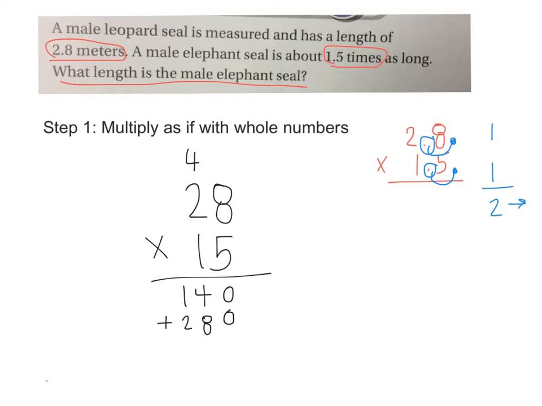Okay, and then we add this together. 0 plus 0? 0. 4 plus 8? 12. Carry the 1. 1 plus 1 plus 2 is? 4. Okay, so my answer is 420. So that means that the length of the elephant seal is 420 meters long. That's a very long seal, my goodness.